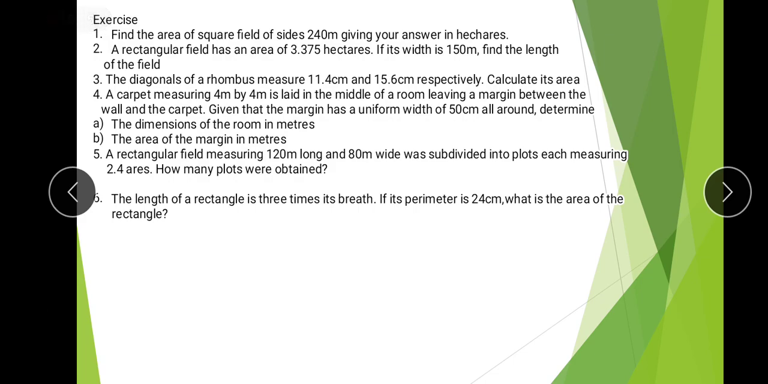Now in our next lesson, we look at area of a circle and the surface area, how to calculate the surface area. Thank you for participating.